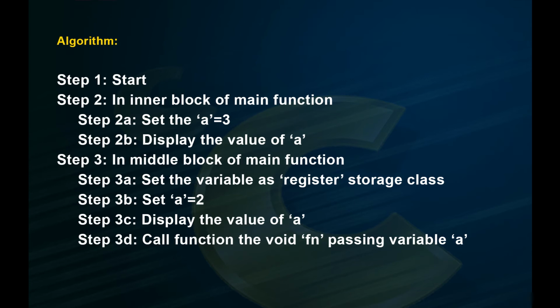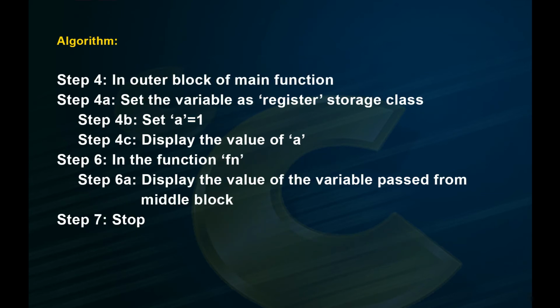Step 3, in middle block of main function, step 3a, set the variable as register storage class. Step 3b, set a equal to 2. Step 3c, display the value of a. Step 3d, call function void fn by passing variable a.